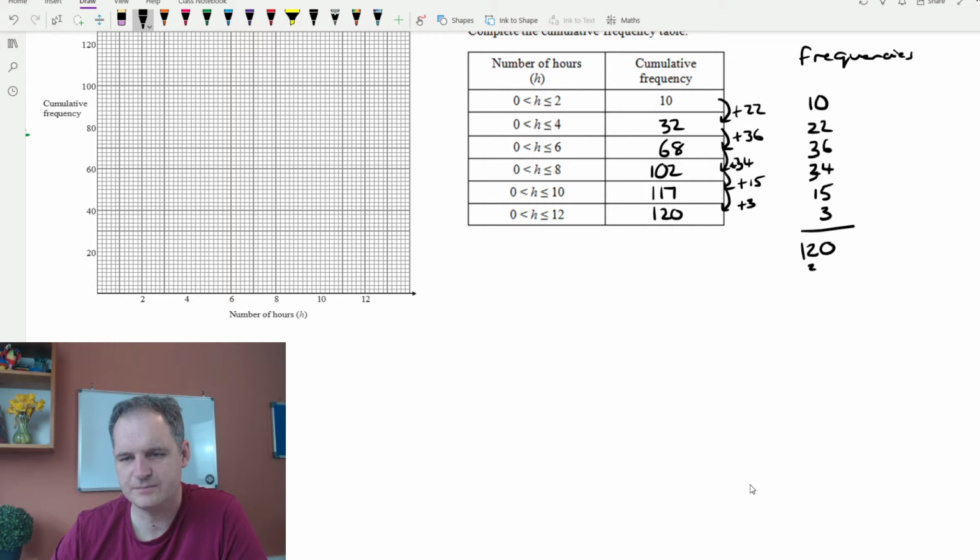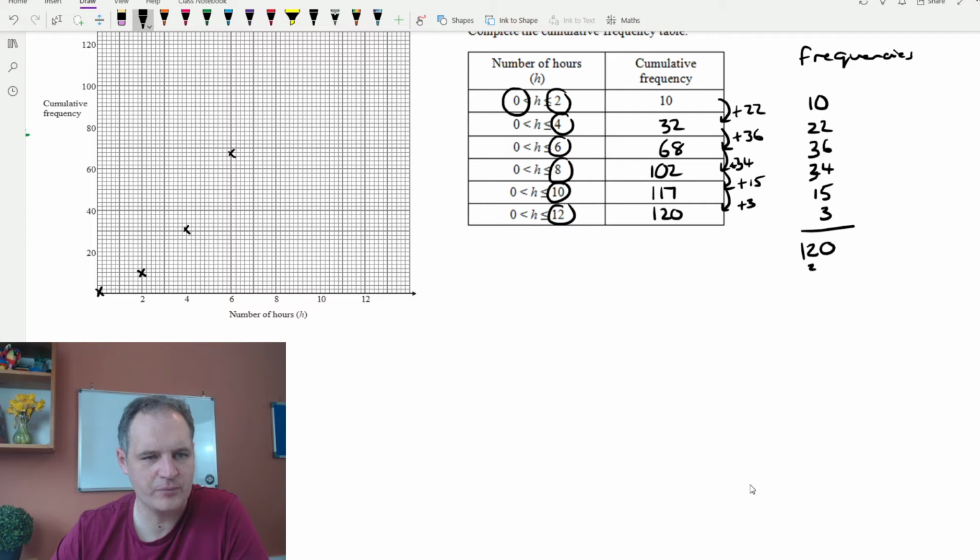Okay, so we've got again 0, 0, 2 is 10, 4 is 32, 6 is 68. Reminder, we always plot against those numbers there. Always. We start with that one and then we go down those ones. 8 is 102.